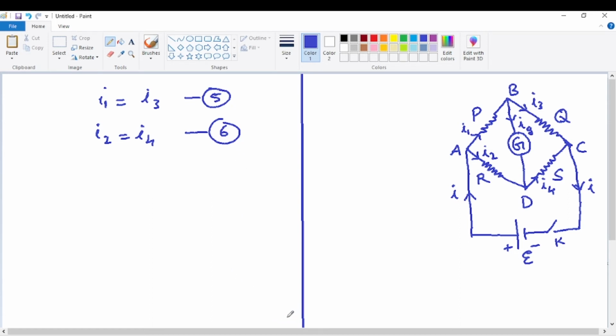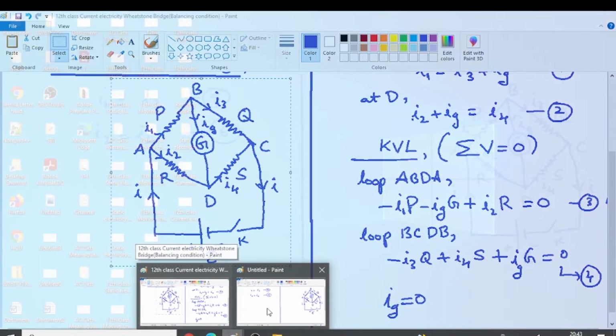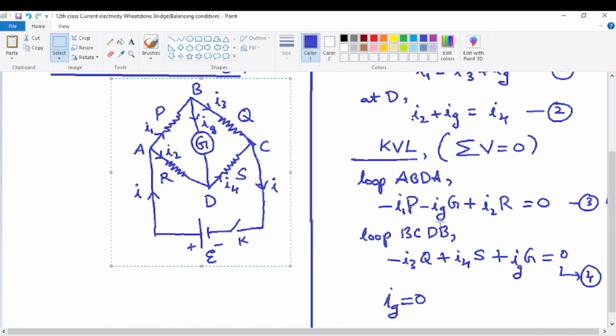Next, what about the next equation? So I'll just reduce this. Okay, if I reduce again, it may not be completely visible. So I'll just go back to this actual derivation. Now see here, the third equation becomes what? Minus I1P minus IgG plus I2R is equal to 0. The third equation. Now once the bridge is balanced, Ig is 0. What happens to the equation? Minus I1P plus I2R.